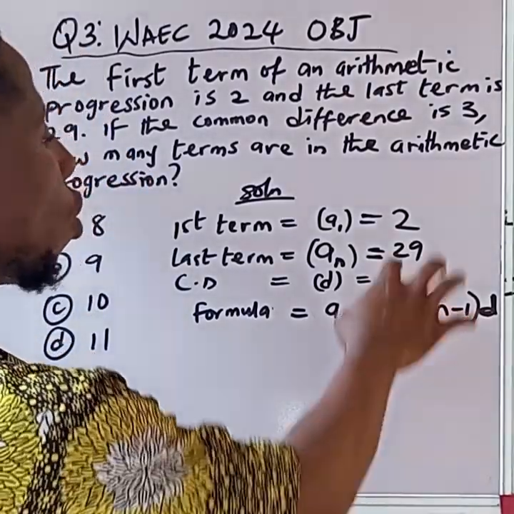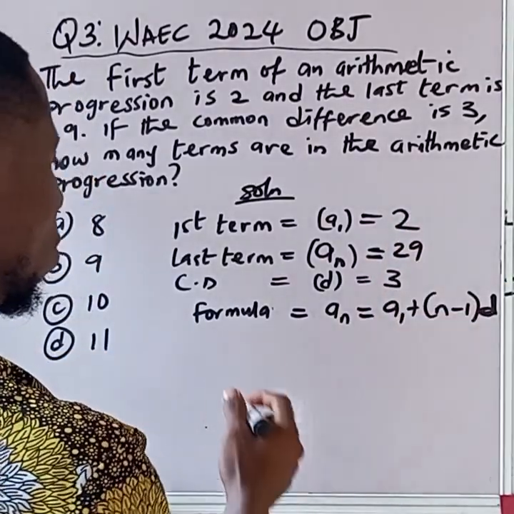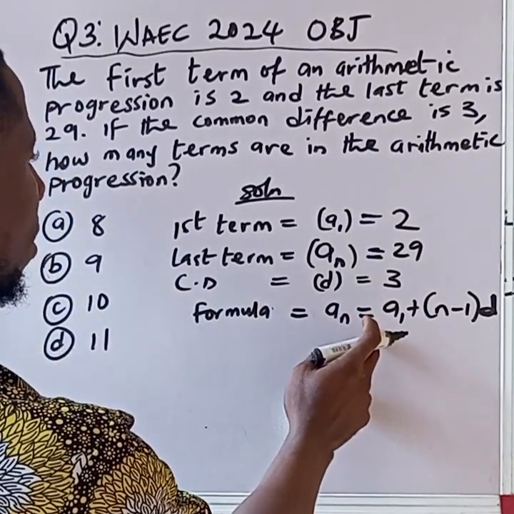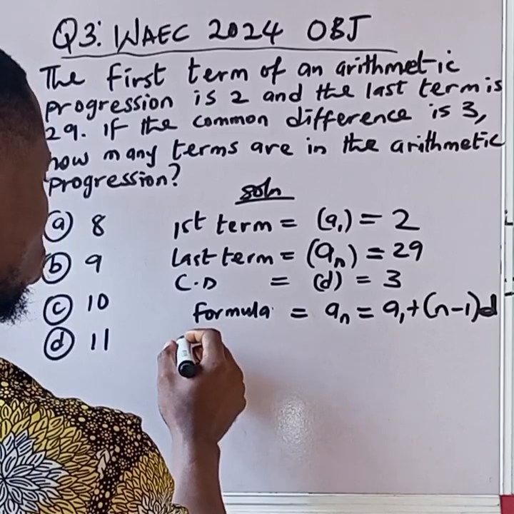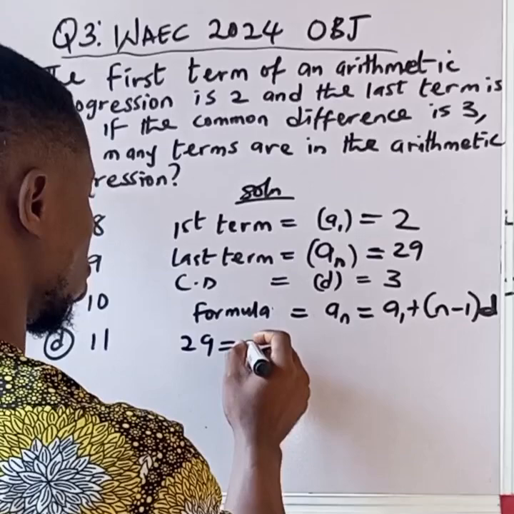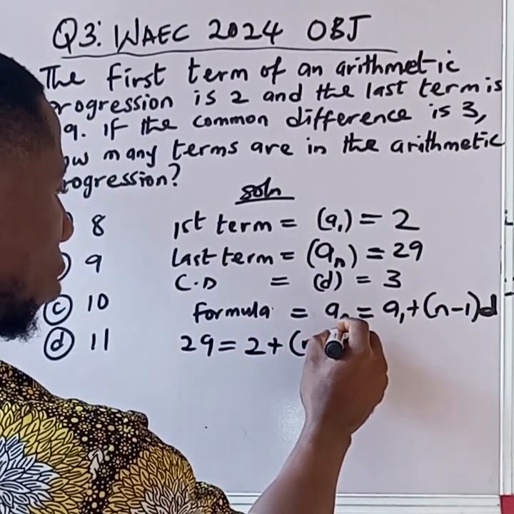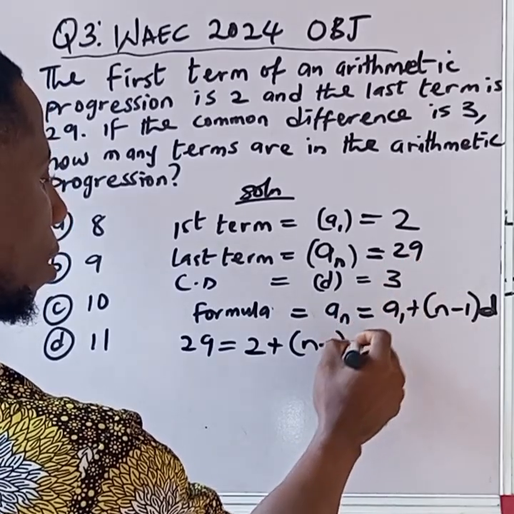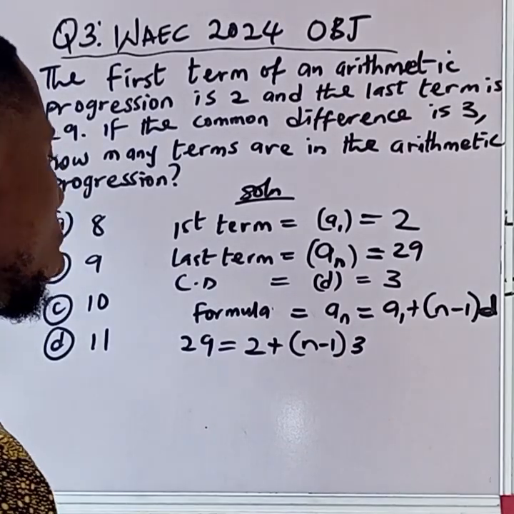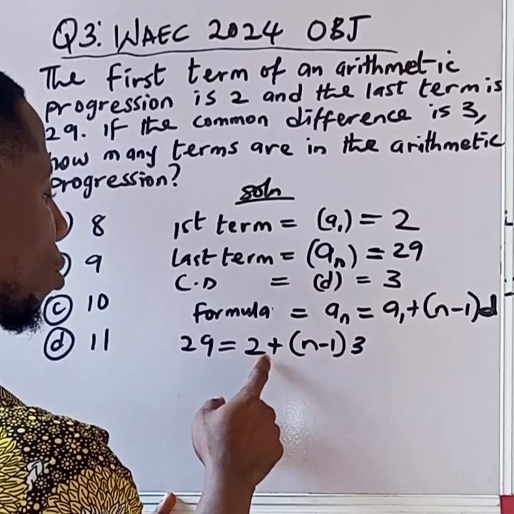So we are going to substitute these values into the formula. If we do that, An is 29, equals A1, which is 2, plus (n minus 1), and our D is 3.